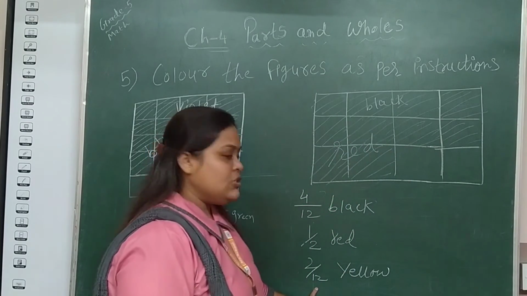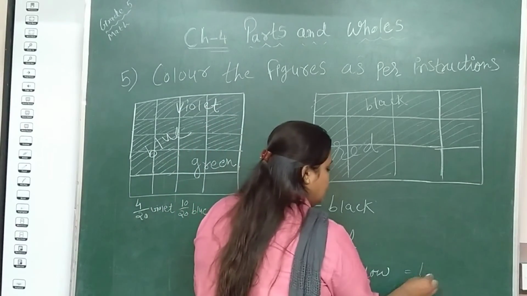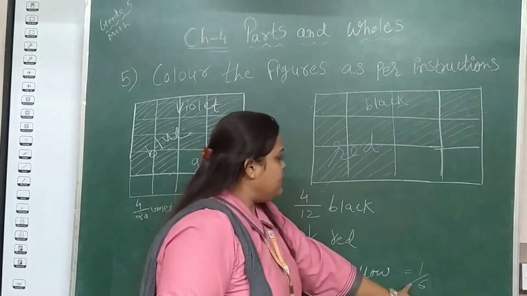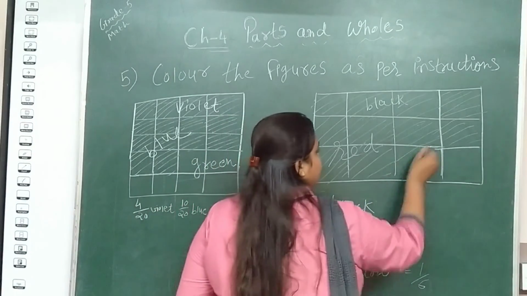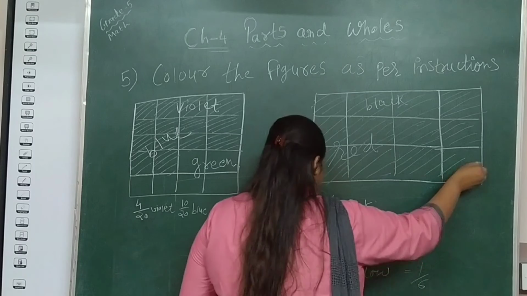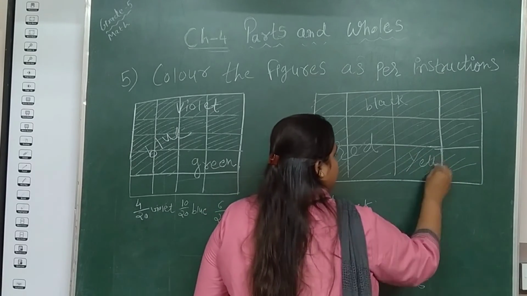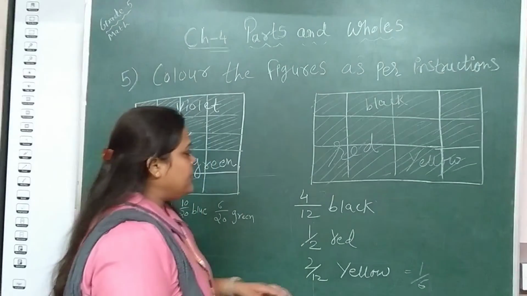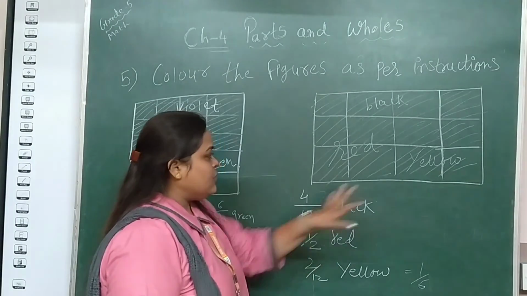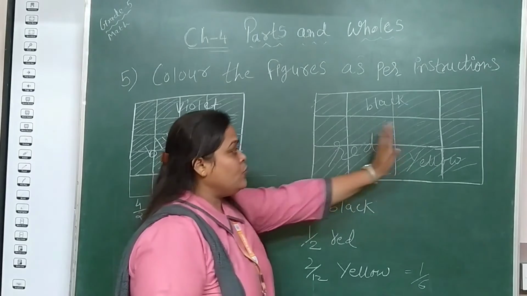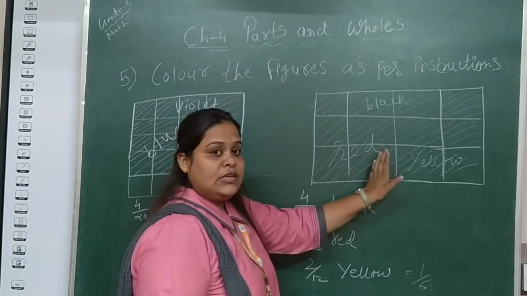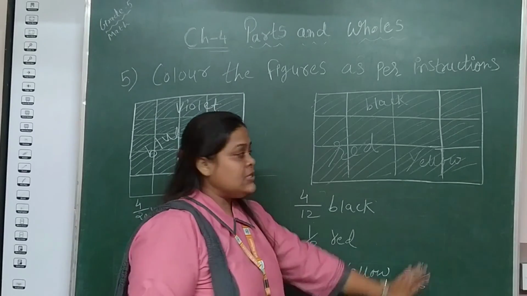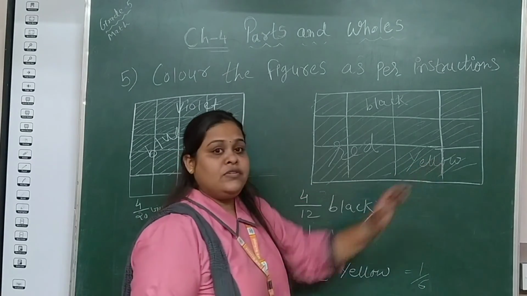Now 2 by 12. What is 2 by 12? 2 by 12 is 1 by 6. So here we have done the part 1 by 6. So here we will color yellow. We need to remember that 1 by 2 is there, total 12 is there, so we need to do 2 partitions and from that we are supposed to color. Here 2 by 12 is there, so we have done 1 by 6, so the part left is 1 by 6, we will color yellow.